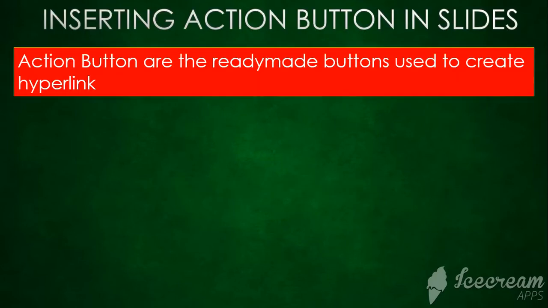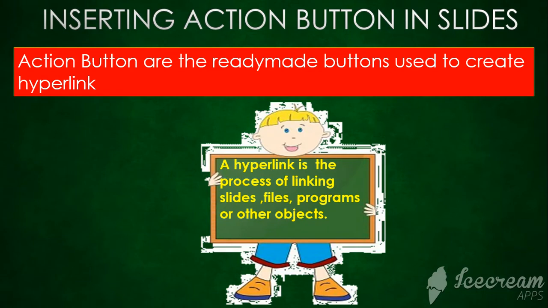Now, what is an action button? Action buttons are the ready-made buttons that are used to create hyperlinks. We can add any button shape in our presentation to link to any other slide, play sound, graphics, or perform any other action. We can assign any action to any clip art also, pictures also, text, graphics also, and whenever one clicks over these action buttons, or whenever the mouse pointer moves over that action button, some kind of selected action occurs.